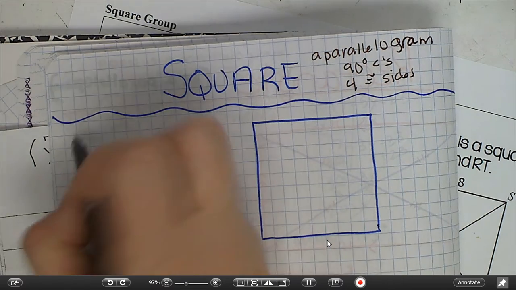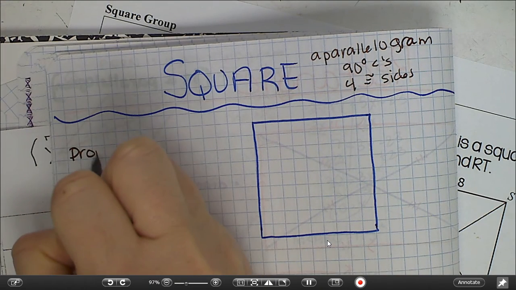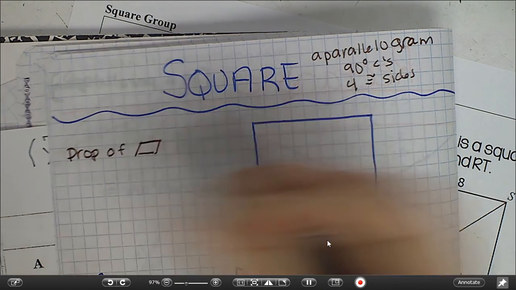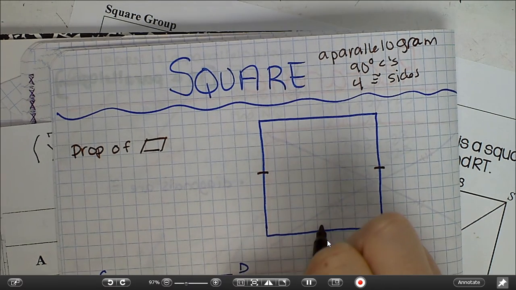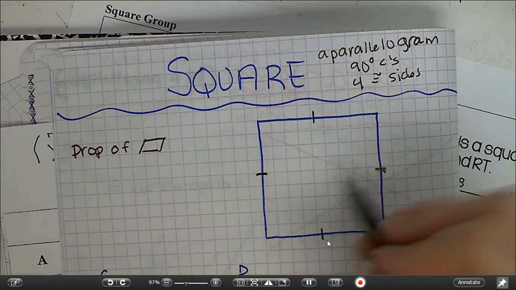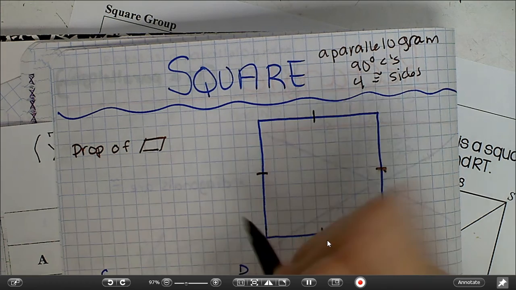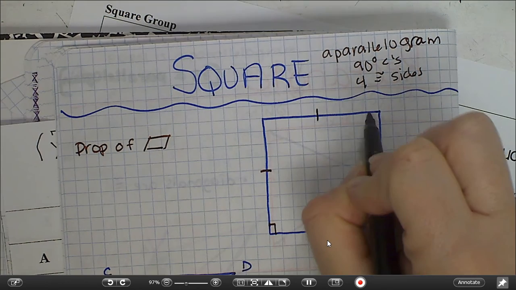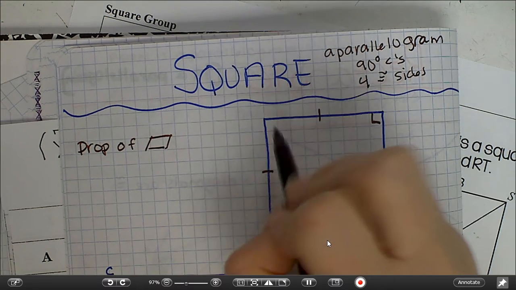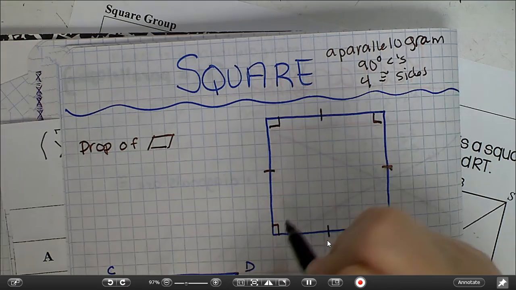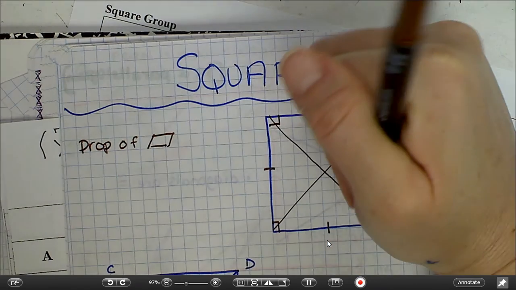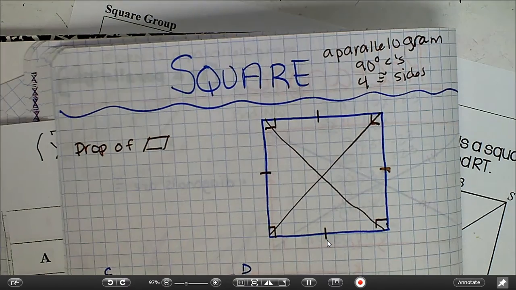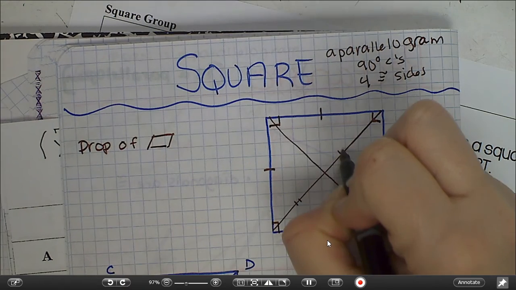So it's going to have the properties of a parallelogram, which, if you remember, are opposite sides are congruent. And I'm going to put the same mark here because it's a square and all 4 are congruent. Opposite angles are congruent, but it's a square, so they're all 90 degrees. Remember, diagonals bisect each other. Bisect means cut in half. So this piece is congruent to this piece.